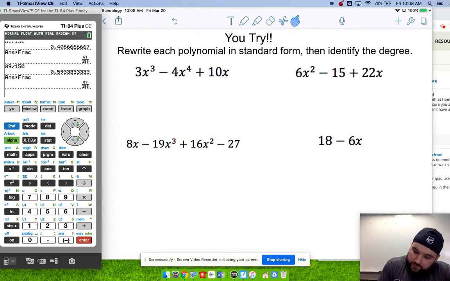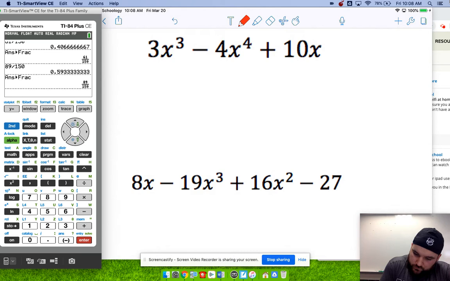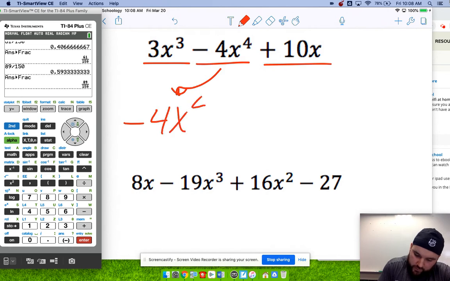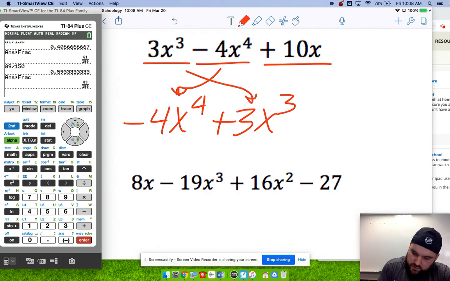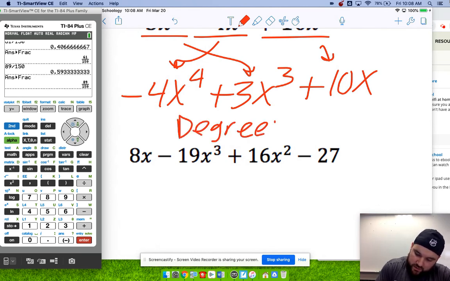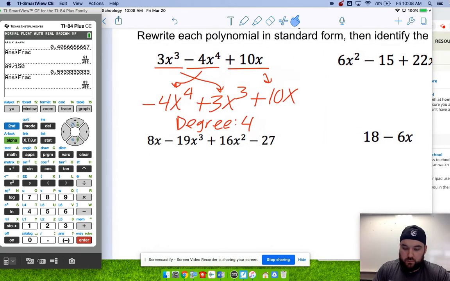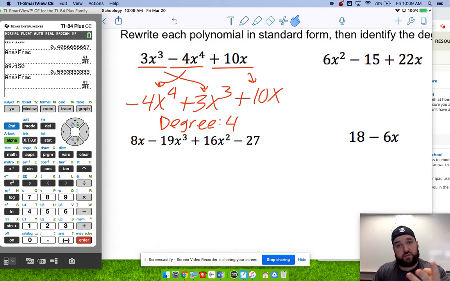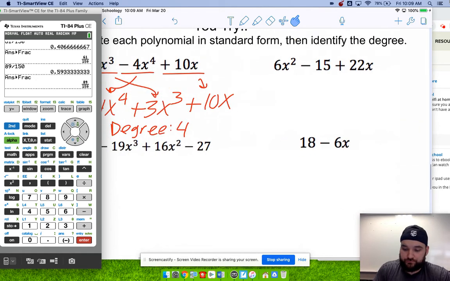Okay, so I have 3 terms here. 1, 2, 3. They're all different degrees. So my power 4 is going to go first. My exponent or power 3 is going to go second. And my power 1 is going to go last. So this is in standard form. And this whole thing is degree 4 because that's the highest power I see. Okay, so we would say that's a trinomial because there's 3 terms and it's degree 4.